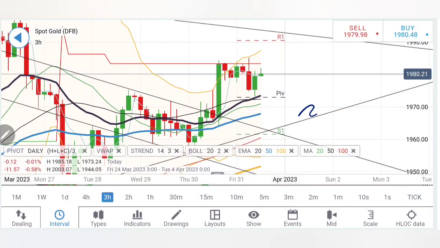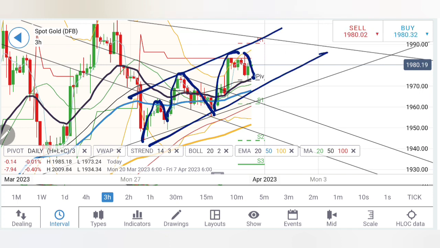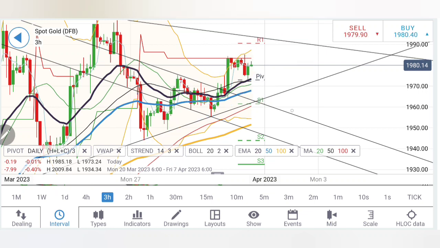On the 3-hour chart, the story is almost the same, but if you observe the 3-hour charts more closely, see: rise, retracement, rise, retracement, rise, retracement. So again, this is the channel in which it is trying to trade. The support levels are at 1970, 65. So remember, only and only if you see it trading below 65, you can sell there.